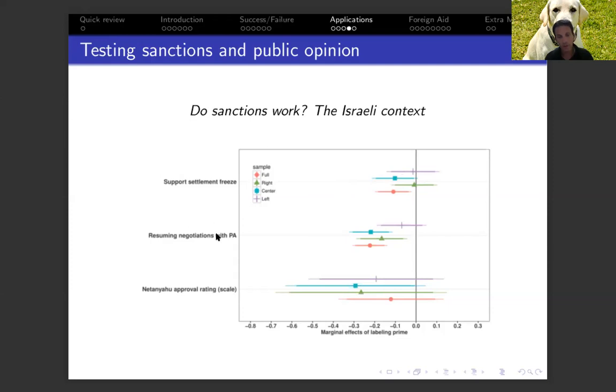Also about whether by levying sanctions on Israel, you can actually push the Israeli government to resume negotiations with the Palestinian Authority. And as you can see here, for almost all parts of the sample, the effect is negative. So sanctions do not lead the population to push the government towards resuming negotiation with the Palestinian Authority, but exactly the opposite.